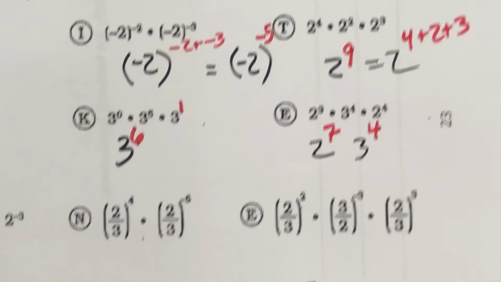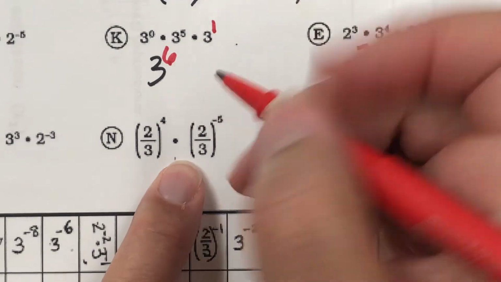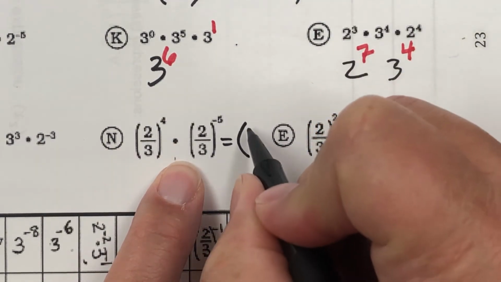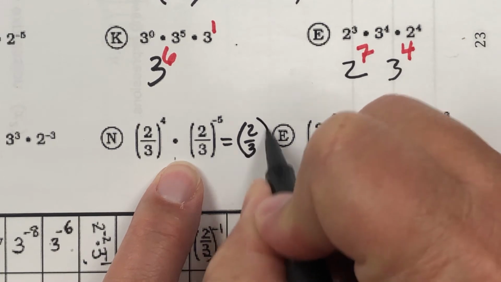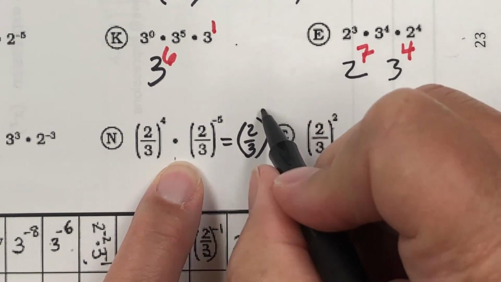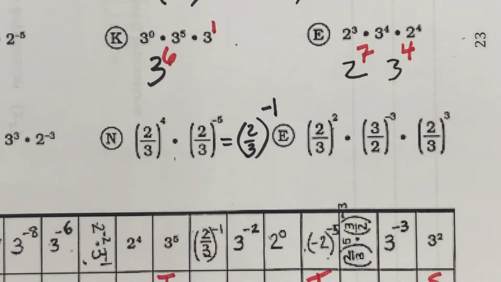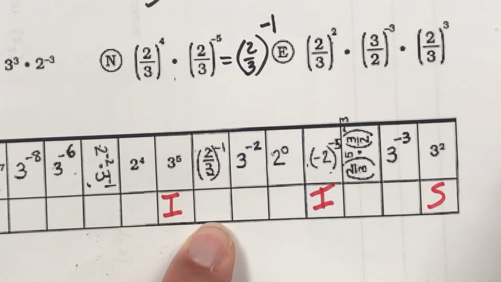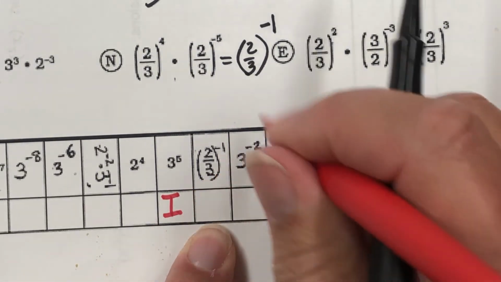Okay. Down here. Keep the base in parentheses 2/3. And 4 plus negative 5 is negative 1. And where is that? 2/3 to the negative 1. Here it is. 2/3 to the negative 1 is letter N.